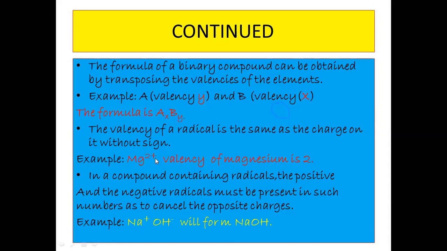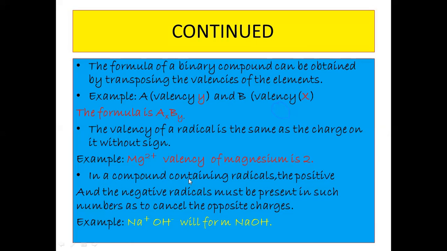So what is going to be the valency of this radical? It is going to be the same number with no sign, that is 2, right? The valency of this radical is the same number with no sign. That is why the valency of magnesium here is 2.